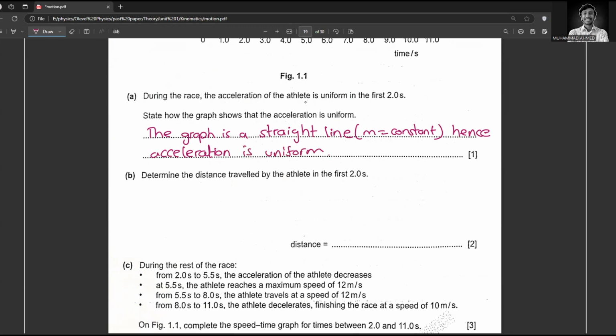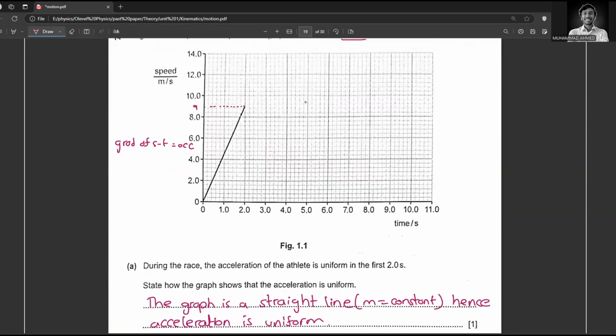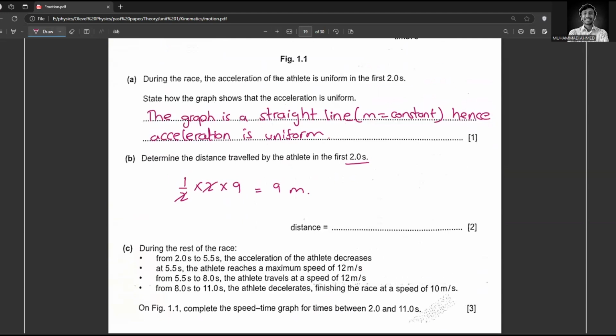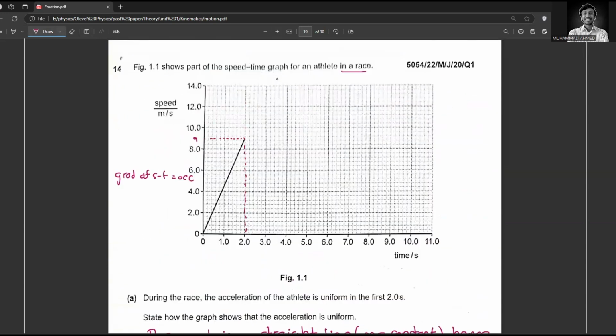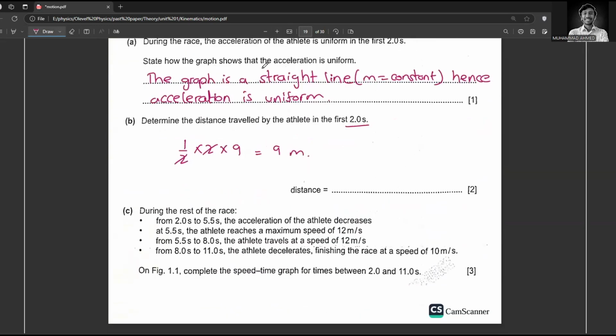Determine the distance traveled by the athlete in the first 2 seconds. We have to calculate the distance traveled in the first 2 seconds, basically the area of this triangle. So 1/2 × 2 × 9. The 2 and 2 get cancelled out. 9 meters is your distance traveled. Okay, let's further move ahead.